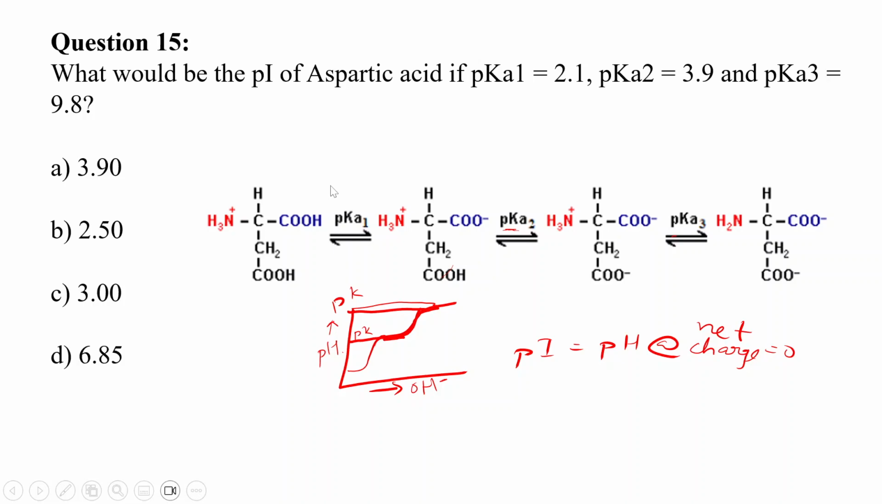Okay. So imagine the pI to be a wall. Imagine the pI to be the wall, and if the pH is on the left side of the wall, everything will be protonated. Okay. If you cross this wall, if the pH crosses this wall, groups will start getting deprotonated. Okay.